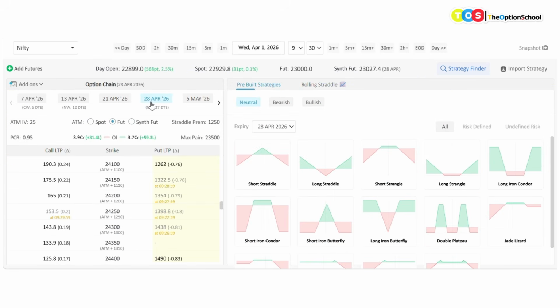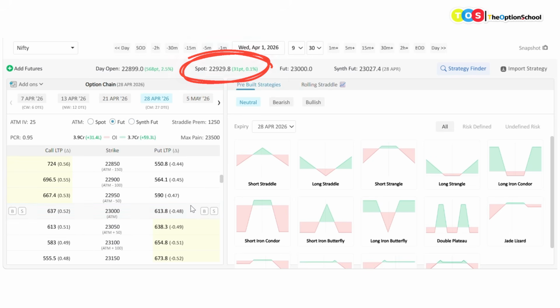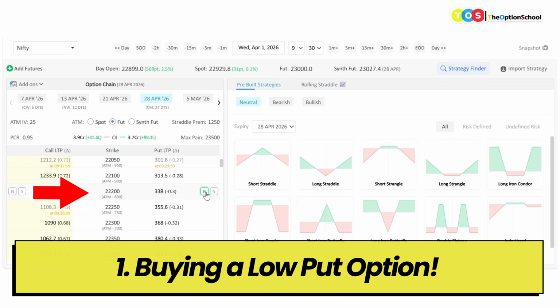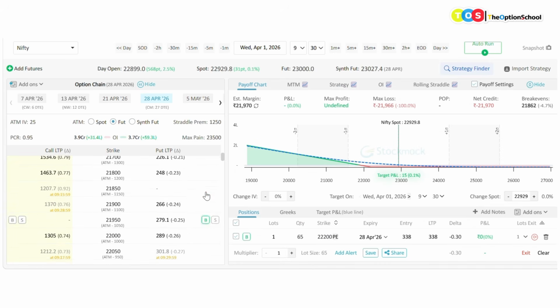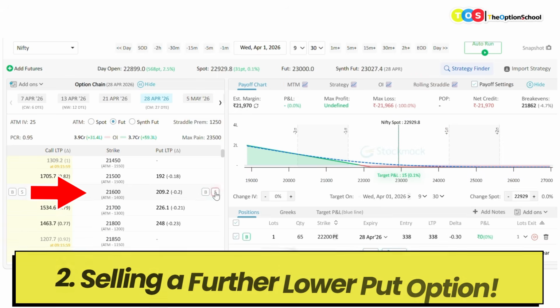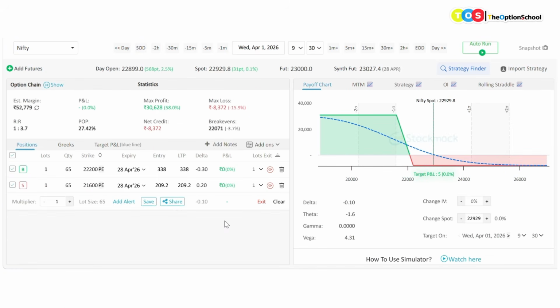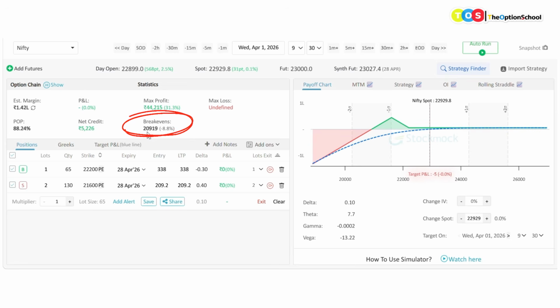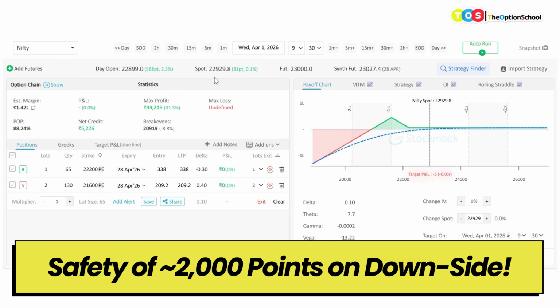So what I will do, I will go to 28th April and market is at around 22,929, and I will go down. Let's say I am selecting 22,200. I am buying one put, and I'll go down another, let's say 500, 600 points, and I will sell this put. And now if I say that, okay, this trade is safe up to 22,071, market is 22,929, I will say, no, this is not sufficient safety. So what I will do, I add 2 lots of this. Now this trade is safe up to 20,919, which means it is having almost 2000 points.